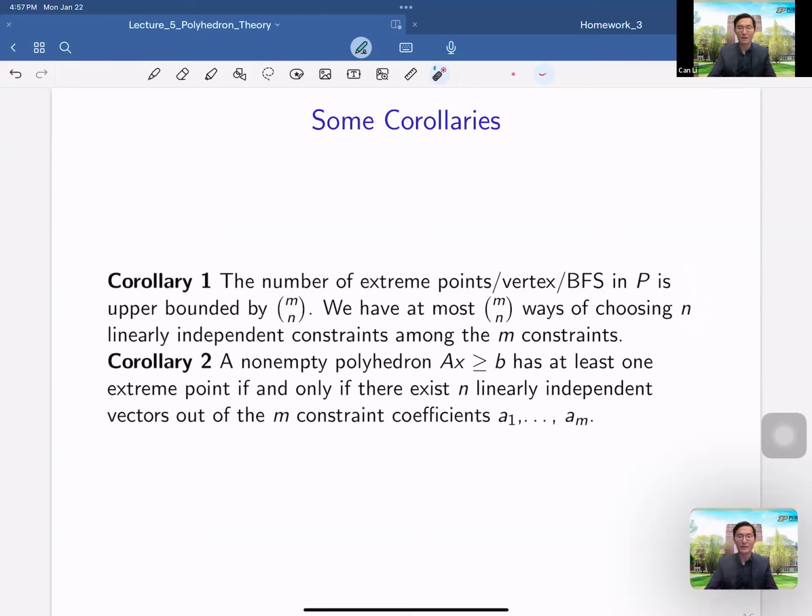And then the other corollary we can derive is that by definition, a non-empty polyhedron has extreme points if and only if you can find n linearly independent vectors out of the m constraint coefficients. That's just the definition of an extreme point.